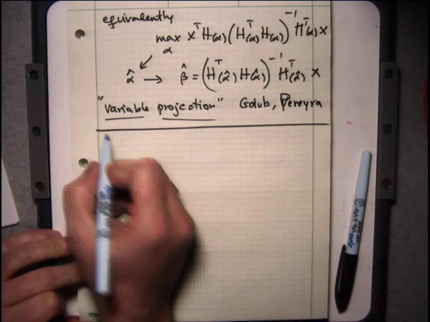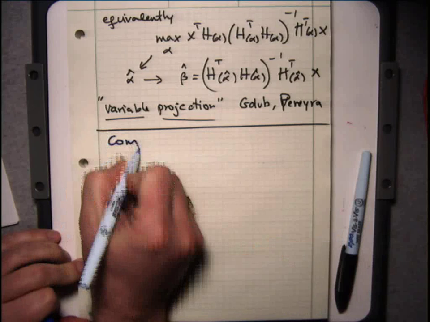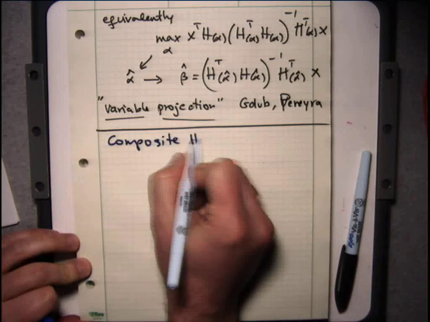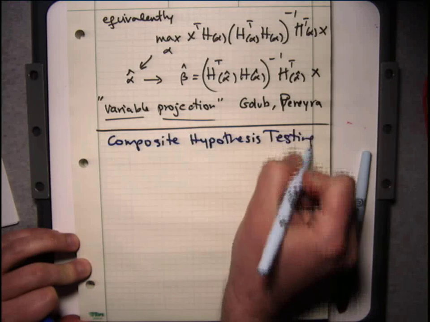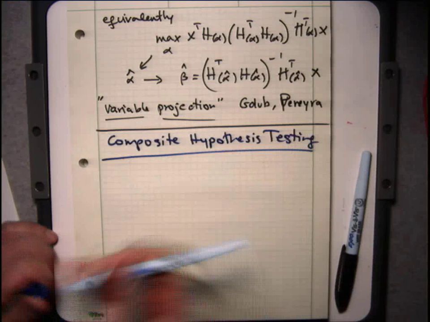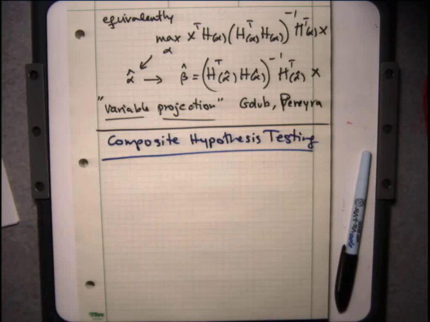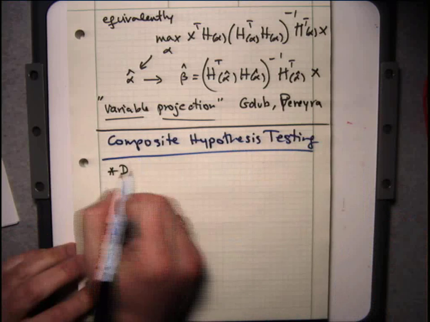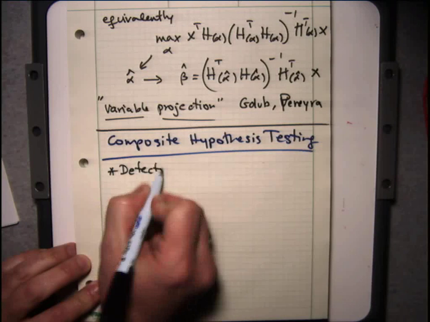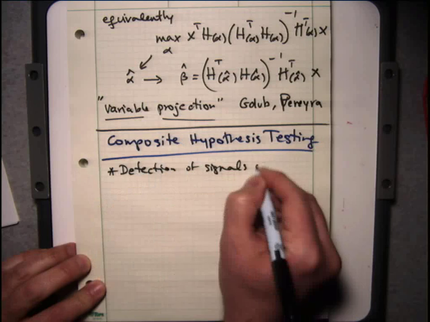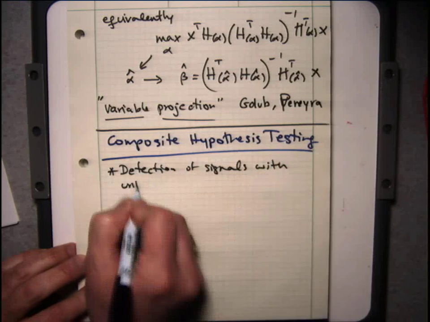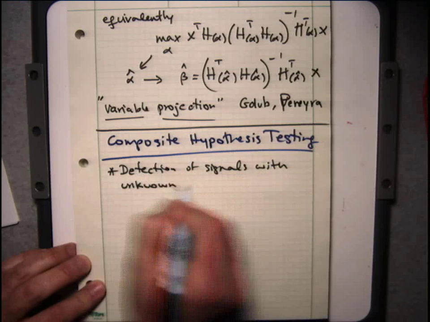Okay, so we're going to start talking about composite hypothesis testing. And the reason we call it composite is simply because there are some unknown parameters in this scenario. So this is detection of signals with unknown parameters.